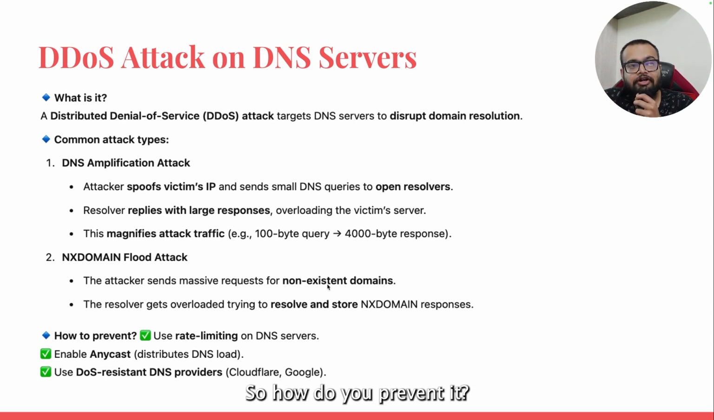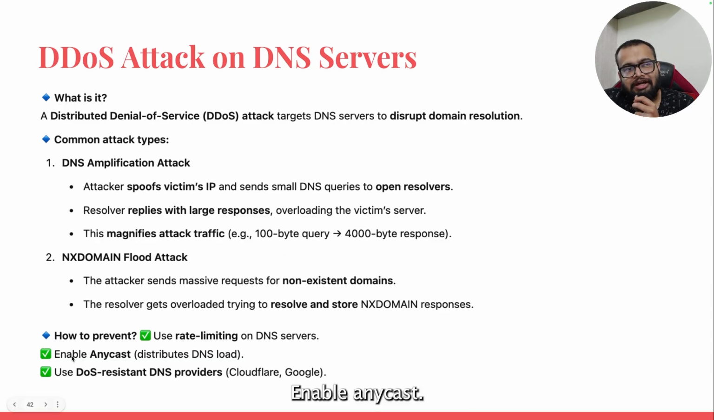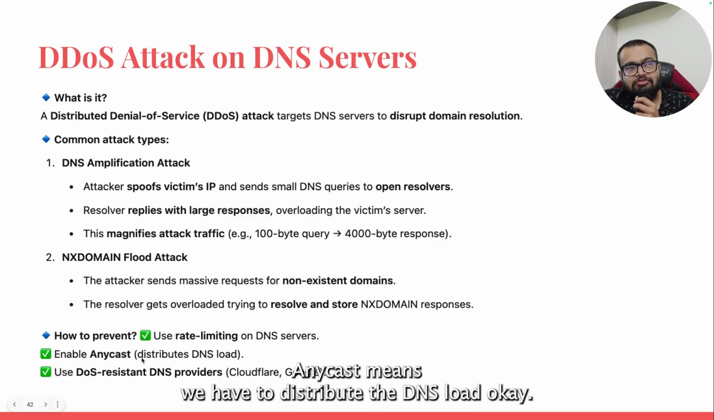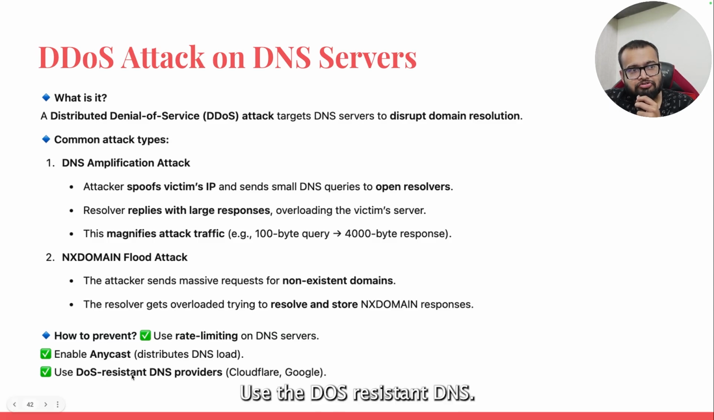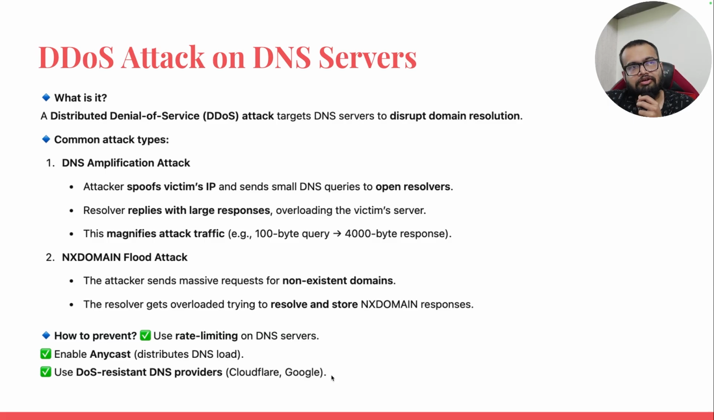So how do you prevent it? Use rate limiting on the DNS server so that a DoS attack doesn't happen. Enable anycast, which means distributing the DNS load. Use DoS resistant DNS providers like Cloudflare and Google, pretty good companies.